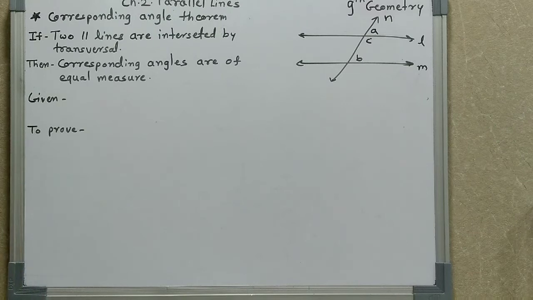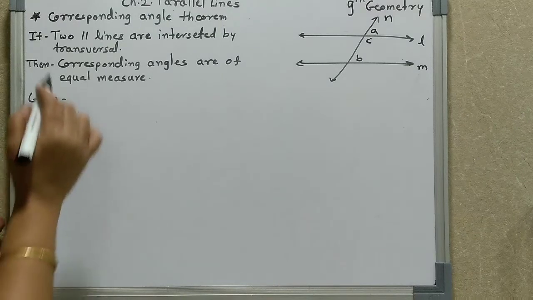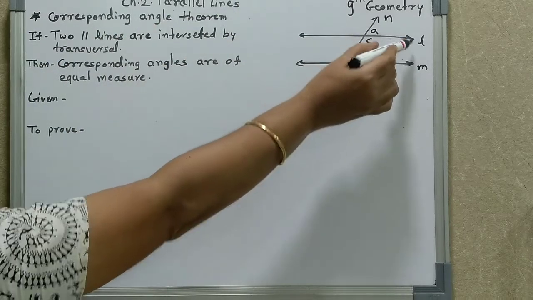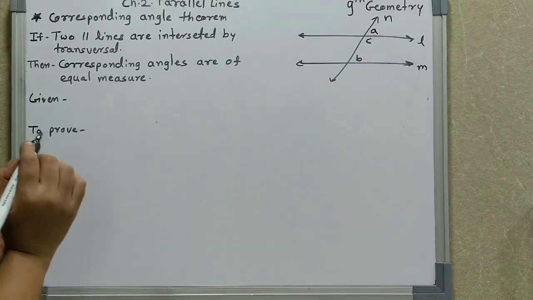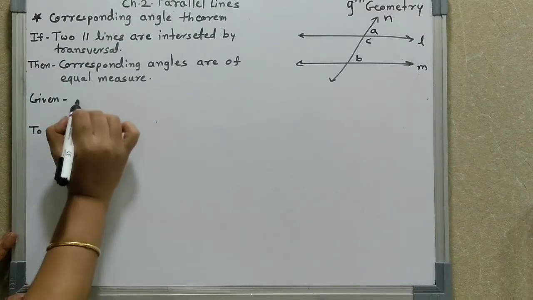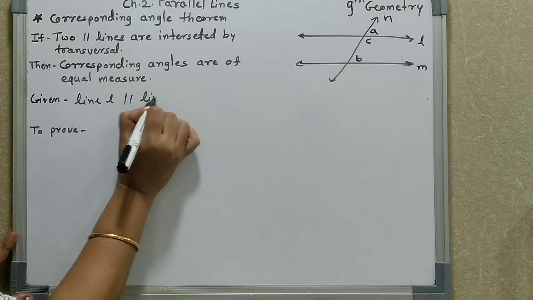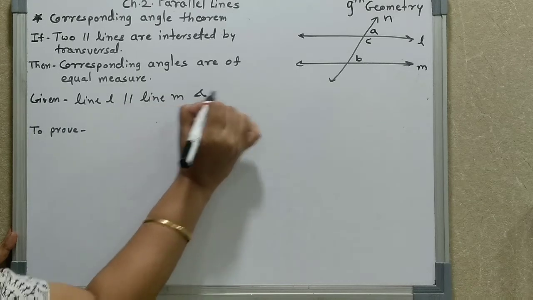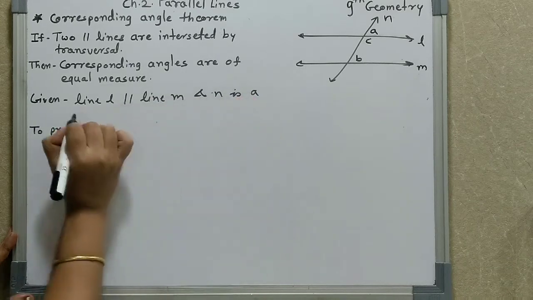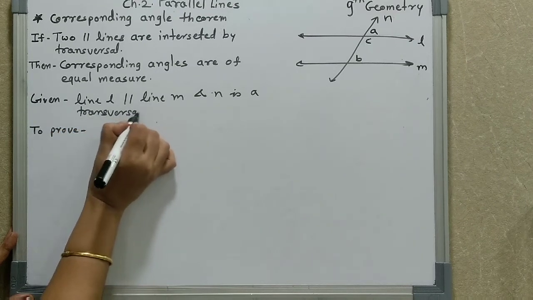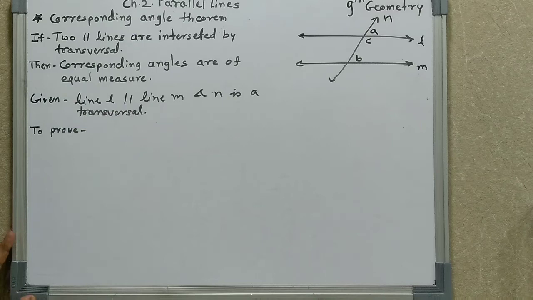So first write the given parts. What is the given? Two parallel lines, which parallel lines? L and M. So line L is parallel to line M, and N is a transversal. Okay, these are our given part.